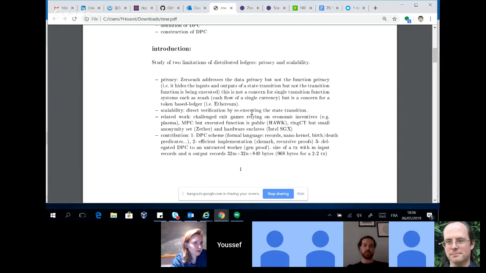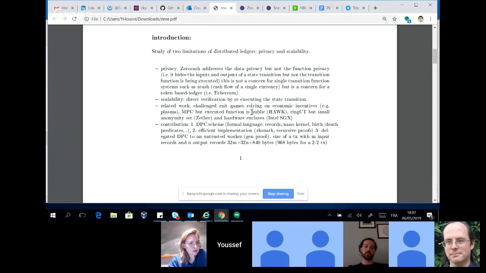But the problem here, if we want to do it in Ethereum or in any distributed ledger, is that the transition state function will be different this time. For example, in Bitcoin, it is only the cash flow of a single currency, right? So there is no hiding of this function. But in Ethereum, if you have, for example, ERC20 or ERC721, we need also to hide these functions. So not only do we need data privacy, we also need function privacy. And scalability is the problem of the re-execution for the verification.